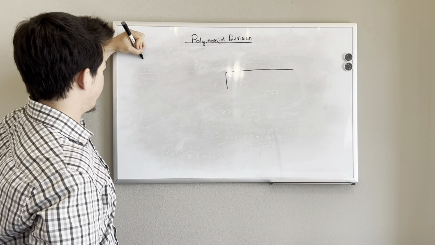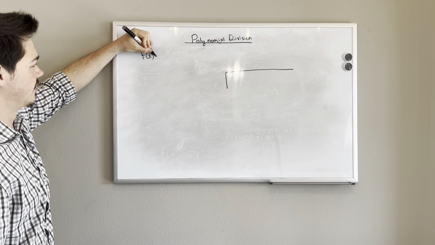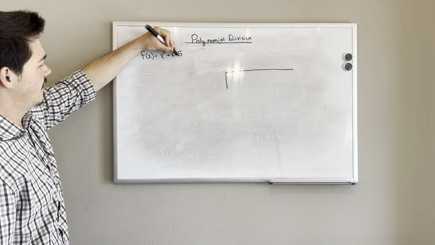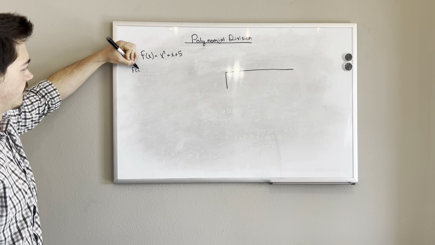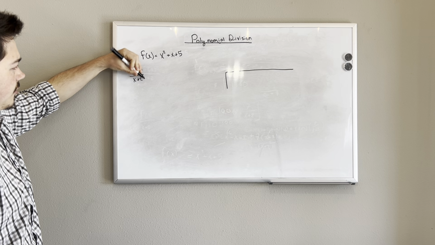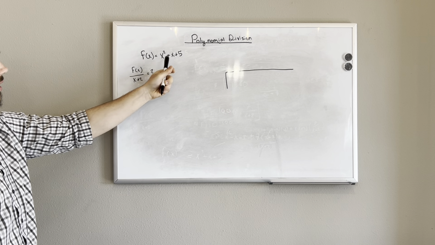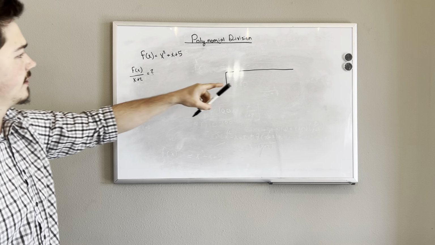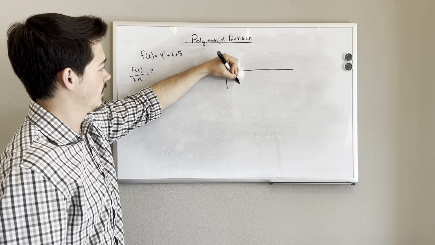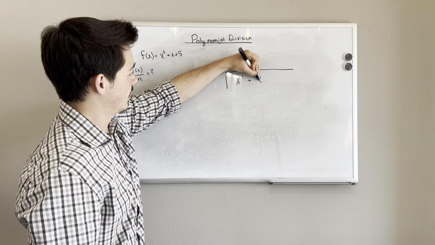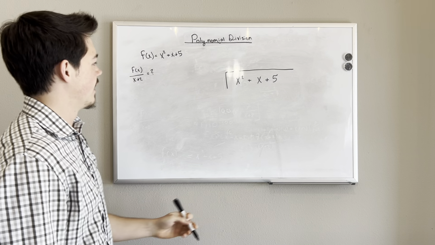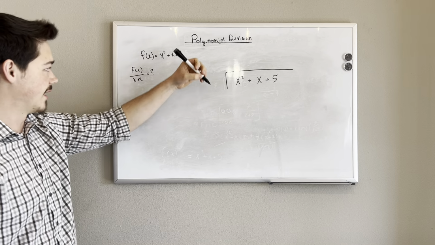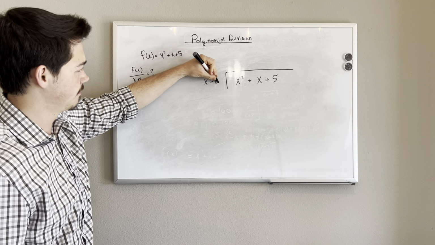So I believe our original equation was f of x is equal to x squared plus x plus 5, and we want to know what is f of x divided by x plus 2. So we have our original equation, the thing that we want to divide, that's our dividend, and that'll go inside here. So we have our x squared plus x plus 5, and then we have the thing that we're dividing by, which is our divisor. We're going to put that on the outside here, just like with regular long division.